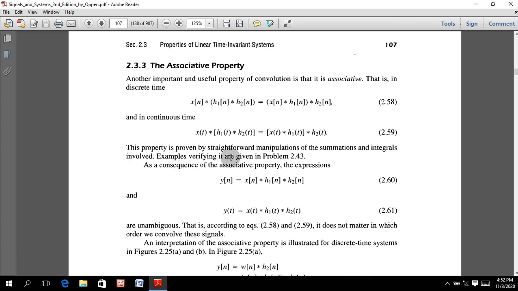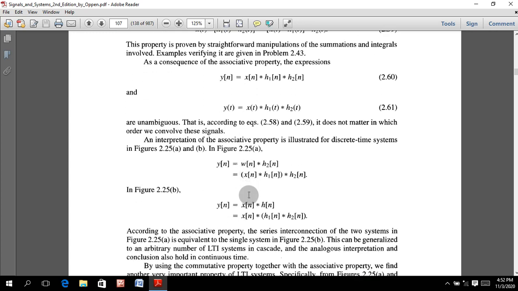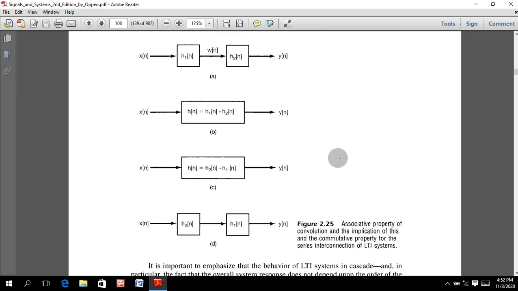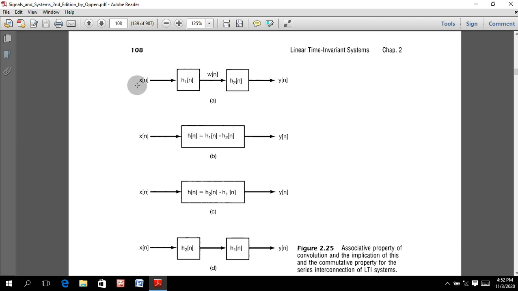this property is proven by a straightforward manipulation of the summations or integrals involved, examples verifying it are given in Problem 2.43. So it could be written in this format also. It's the same process. This is the one, and it could be written in this format. The same process can be graphically realized.